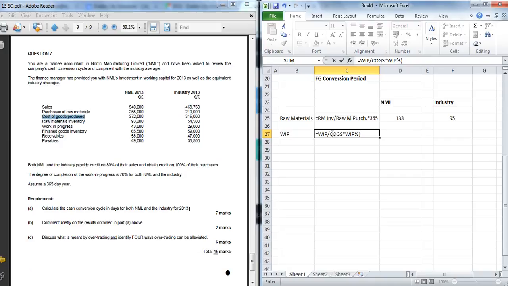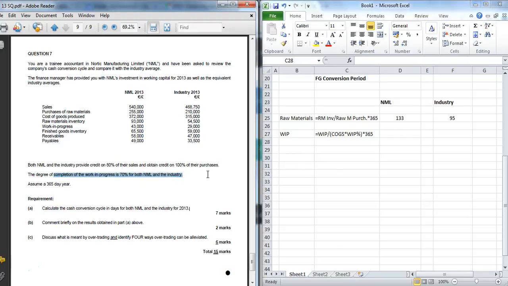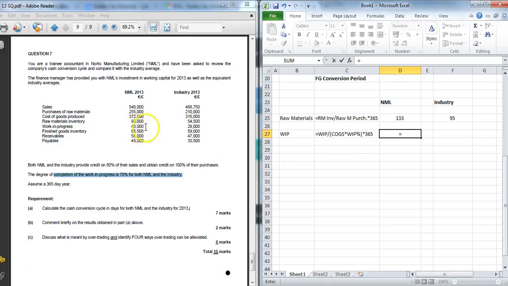So you put that in brackets underneath, and then you multiply that by 365 as well. So the key point our students would have got caught on there is you need to multiply cost of goods sold, which they call cost of goods produced, by the work in progress percentage, which you're given here as 70%. So the formula there would be work in progress is 43 over 372 times 70% times 365.